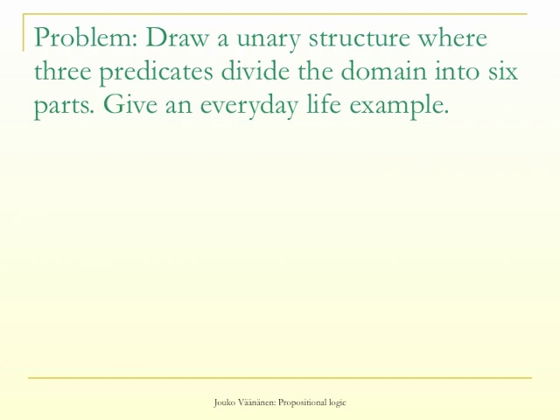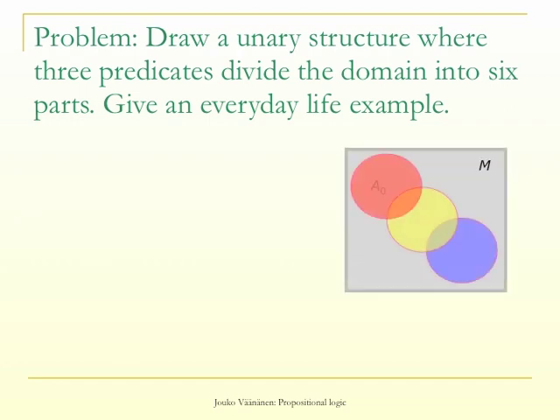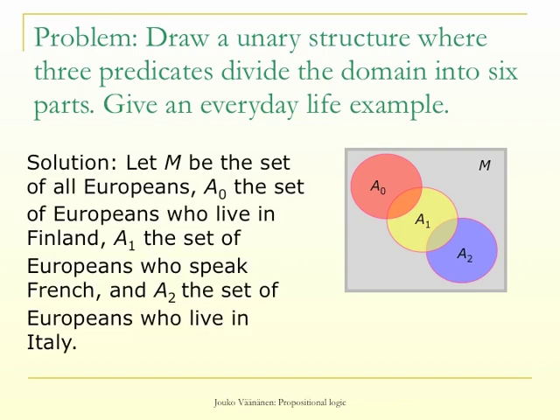Next problem. Draw a unary structure where three predicates divide the domain into 6 parts. Give an everyday life example. Let M be, for example, the set of all Europeans, A0 the set of Europeans who live in Finland, A1 the set of Europeans who speak French, and A2 the set of Europeans who live in Italy.